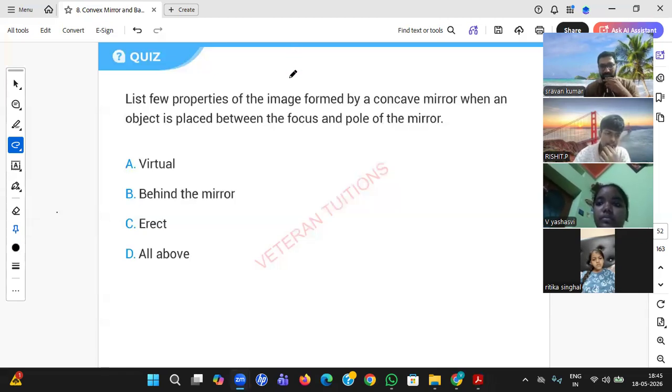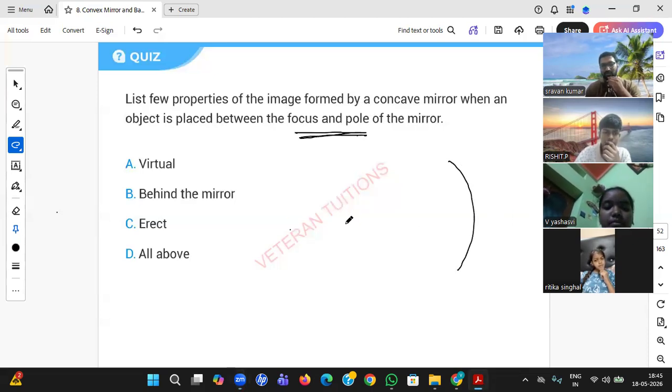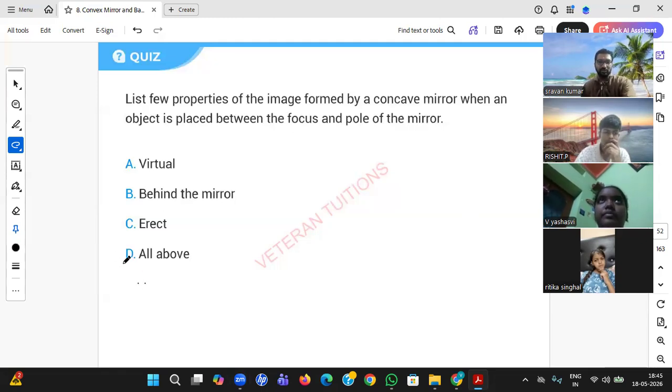Sir, it's case 5, right? Or case number 6. Listing a few coordinates: when an object is placed between focus and pole, beta. B, sir. D. Okay, all of case number 6. Between focus and pole means very near to the mirror. Case number 6, it is D. Virtual, behind the mirror, erect, and all. This is the right answer.